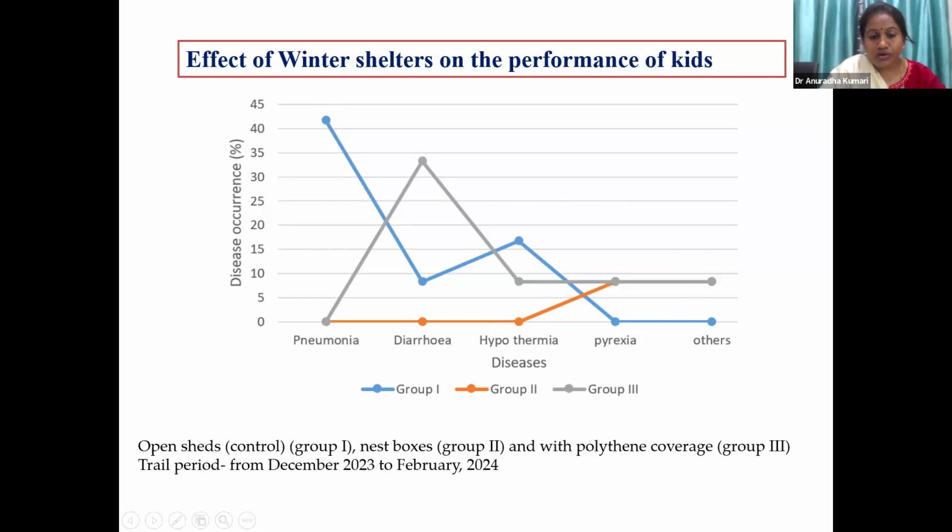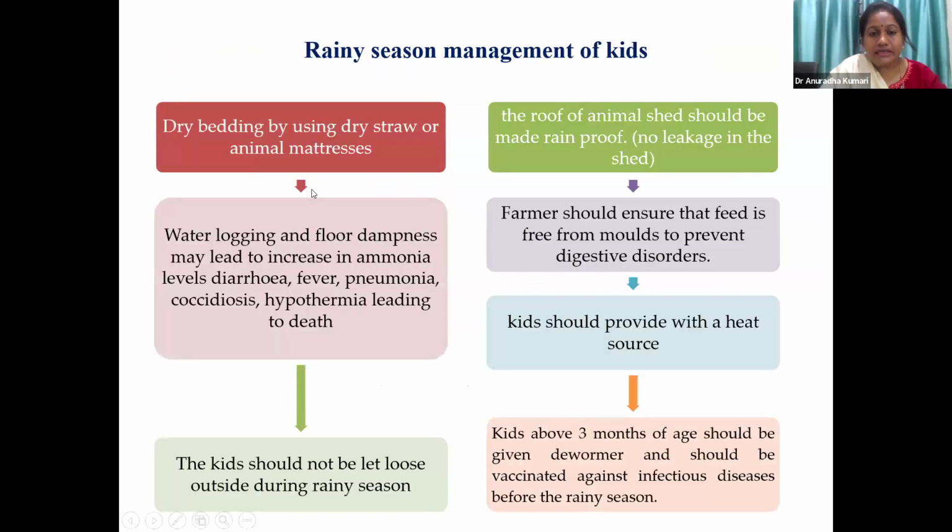So it is most important that proper winter management should be done to prevent losses in kids during the winter season. Now, kid management during the rainy season. Maintenance of dry conditions in animal houses with the help of straw and animal mattresses is most important, because waterlogging and dampness increase the concentration of ammonia in the animal shed, which results in different eye problems and respiratory problems.